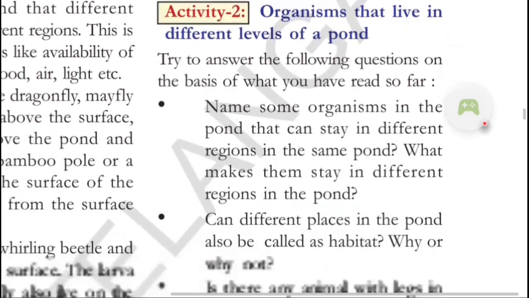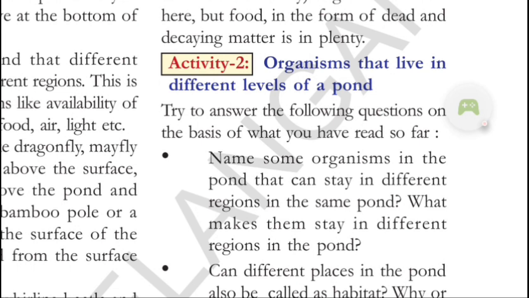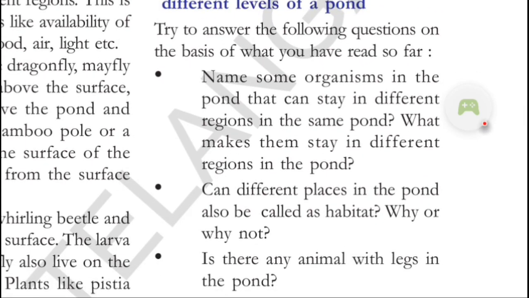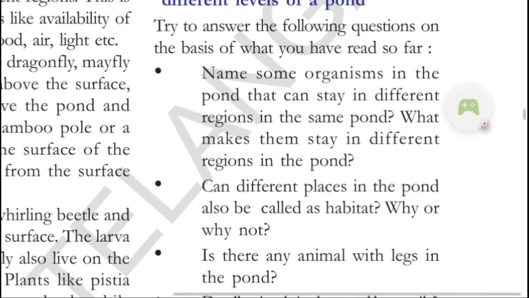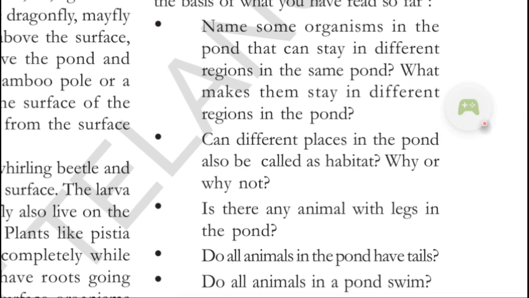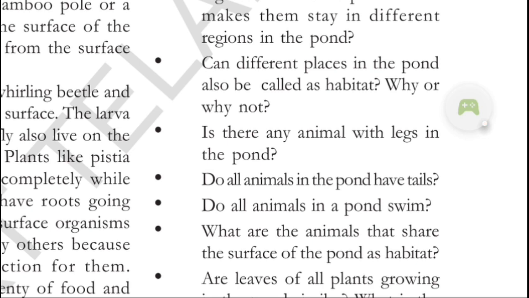So the activity given is related to this pond as a habitat, students. You just draw it and try to find answers for these questions. Name some organisms in the pond that can stay in different regions in the same pond. What makes them stay in different regions in the pond? Can different places in the pond also be called a habitat? Why or why not? Is there any animal with legs in the pond?